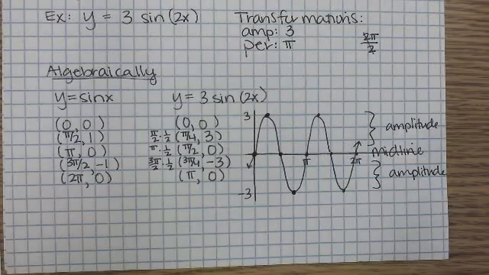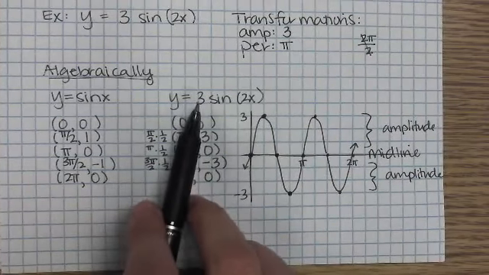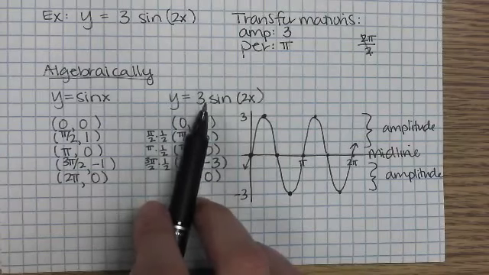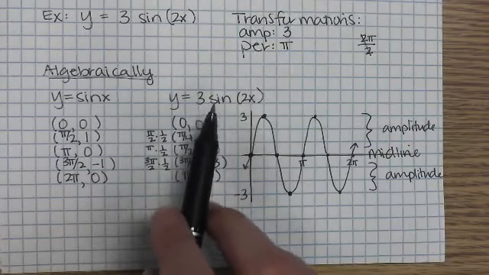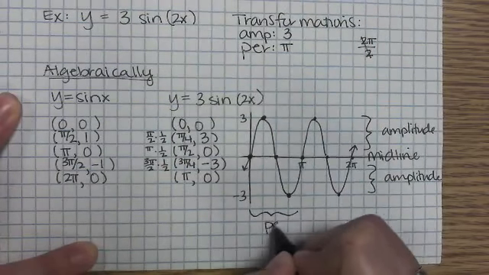If you have a negative number in the front, you're not going to say that it has a negative amplitude. You're going to say that it has an amplitude of that number, and then you're going to say it's reflected over x, because that's what that means. And then here, this would be the period of the graph for this particular example.